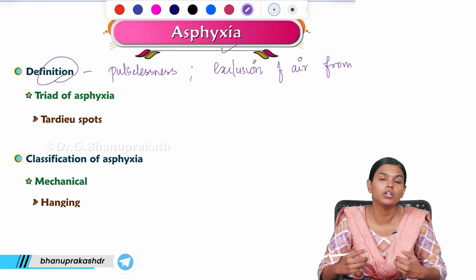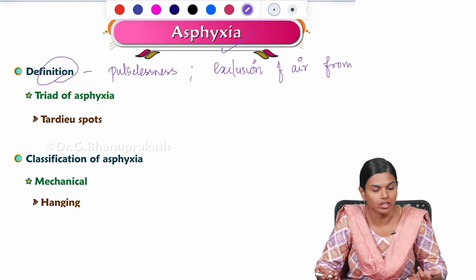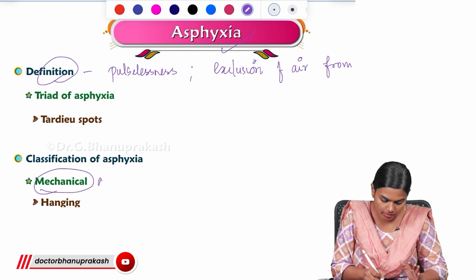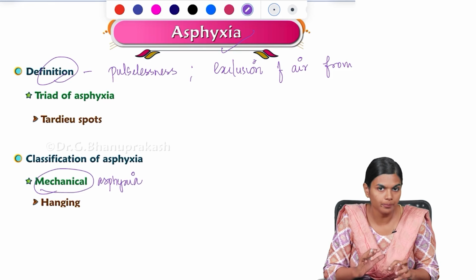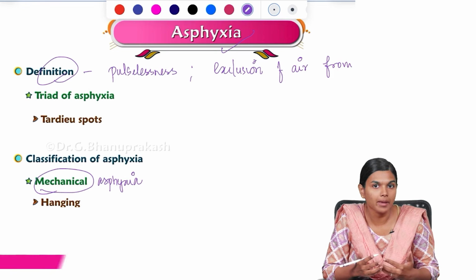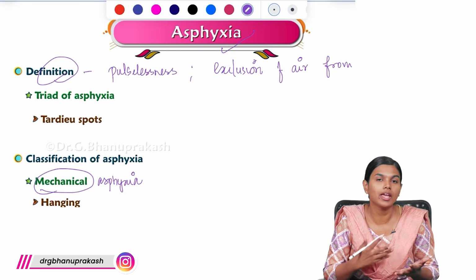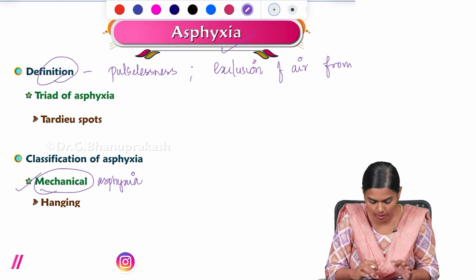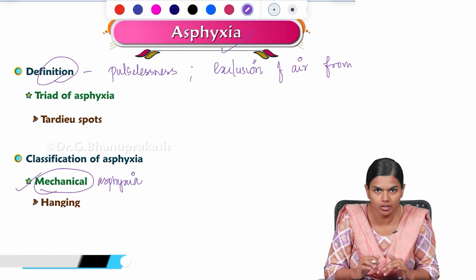And there are multiple modalities of asphyxia, meaning asphyxia can be caused by a lot of things. Here what we are going to mainly see is mechanical asphyxia. Mechanical asphyxia is our forensic topic. Here the asphyxia is caused by mechanical factors. There will be some mechanical obstruction which excludes air from the lungs. That is what we call mechanical asphyxia. Apart from mechanical asphyxia, there are a lot of other types of asphyxia in our field.